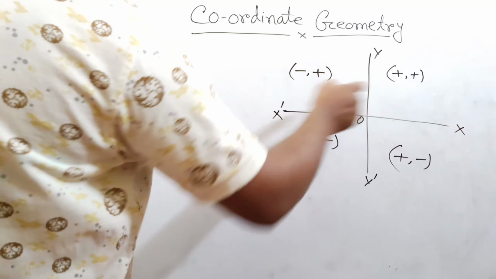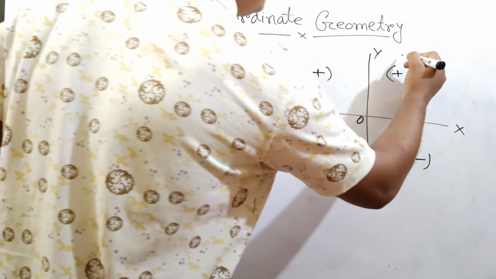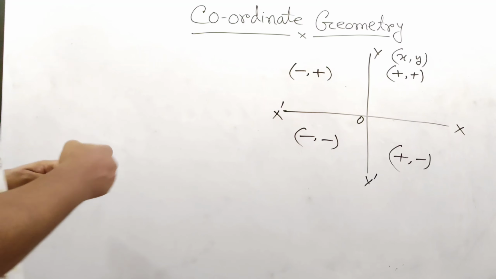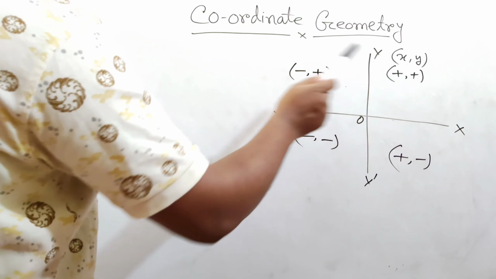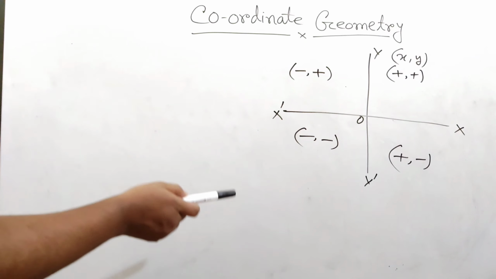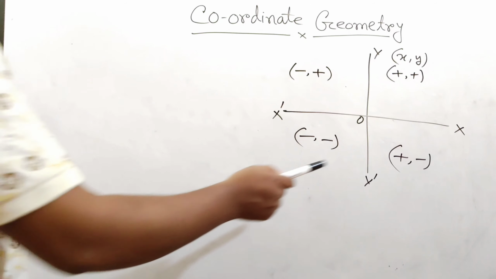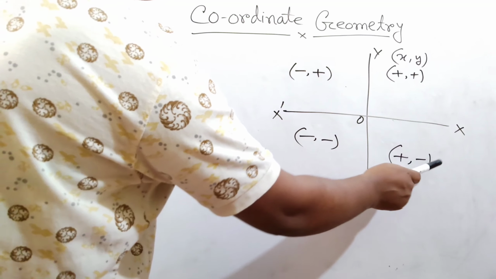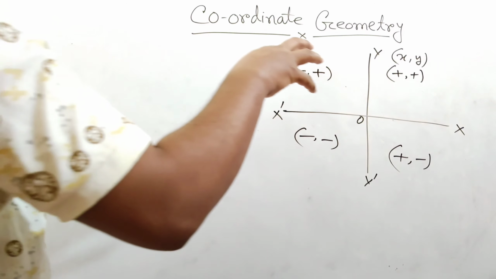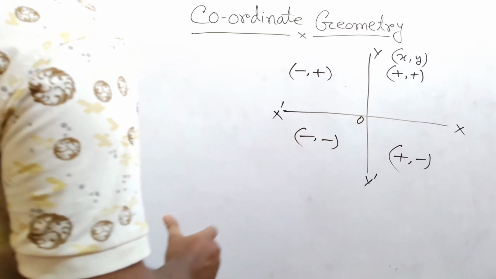In the first quadrant, both values of x and y, that means the coordinate pair, are positive. In the second quadrant x is negative but y is positive, in the third quadrant both x and y are negative, and in the fourth quadrant x is positive and y is negative. So for plotting any Cartesian point you need to know this.